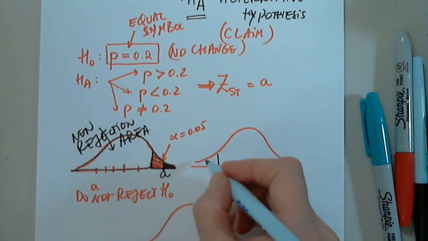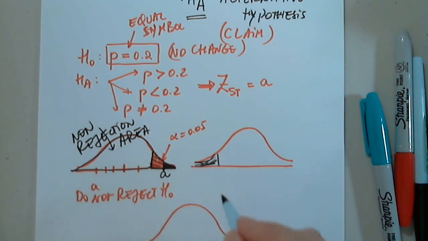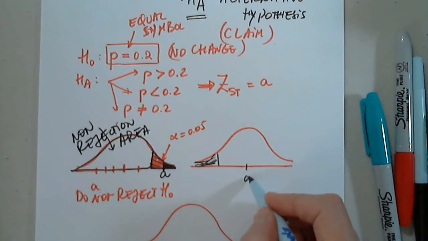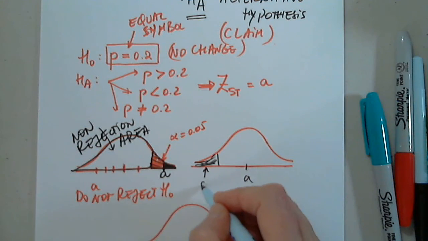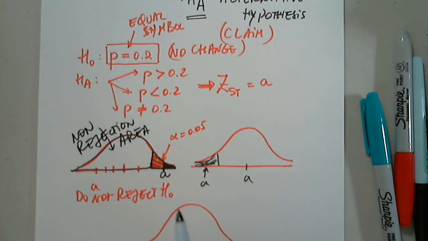What if I have this situation? Identical, right? If A falls here, do not reject. If A falls here, I reject. And this is only about the null hypothesis. The conclusion at the end is only about the null hypothesis.